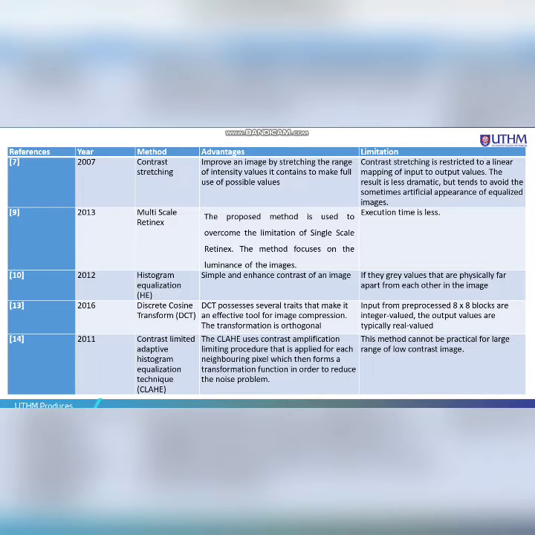The DCT possesses several traits that make it an effective tool for image compression, and the transformation is orthogonal. The limitation is that the input from pre-processing, 8 by 8 blocks, are integer values, while the output values are typically real values. And the last one is the contrast limited adaptive histogram equalization technique, which is CLAHE. CLAHE uses a contrast amplification limiting procedure that is applied to neighboring pixels, which then forms a transformation function in order to reduce the noise problem. The limitation of this method is that it cannot be practically used for a large range of low contrast images.